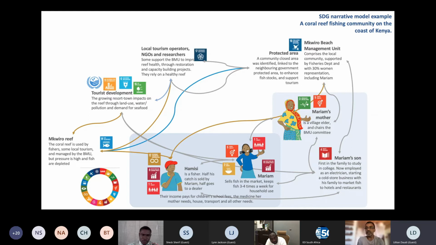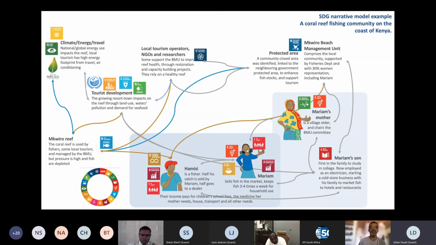We can bring in an aspect of education. Hamisi and Mariam's son has studied in college. He's the first in the family to do so. So he has employment. But he also uses that employment in helping his parents start up a cold store business, because he's an electrician, to market their fish.